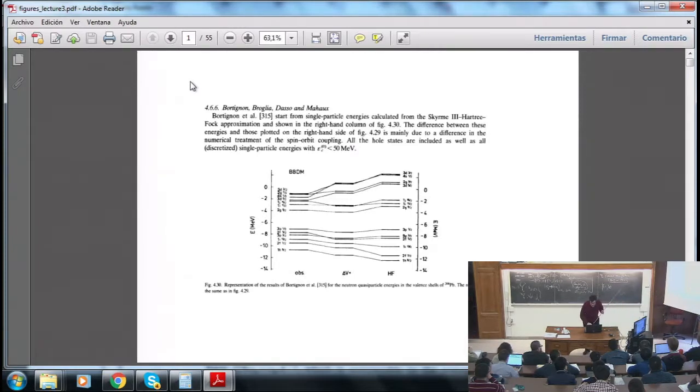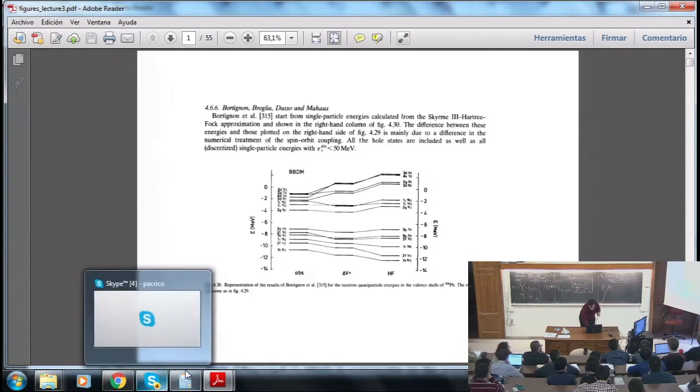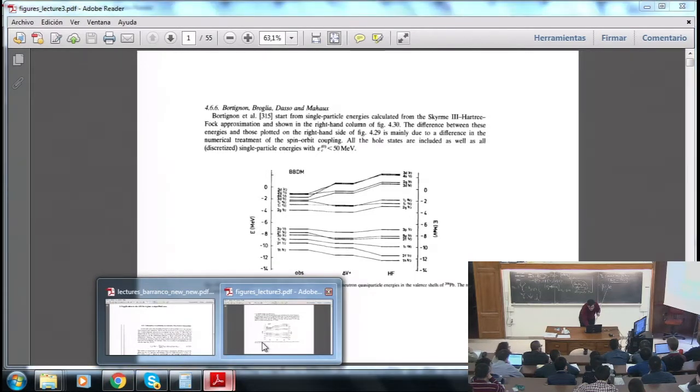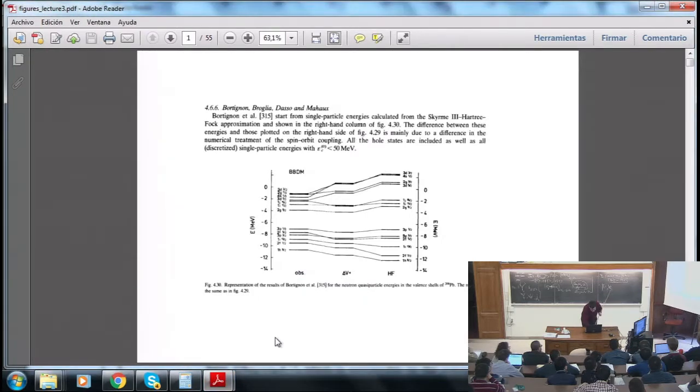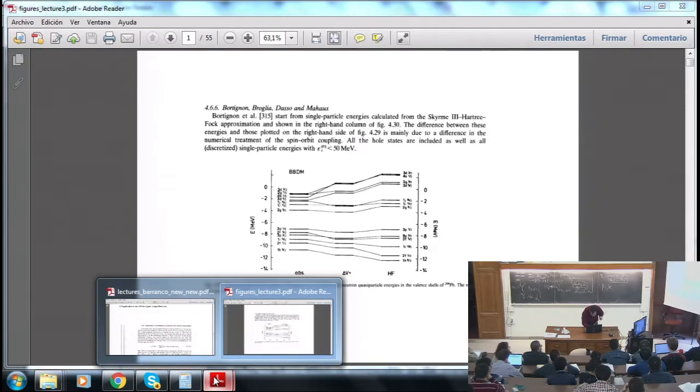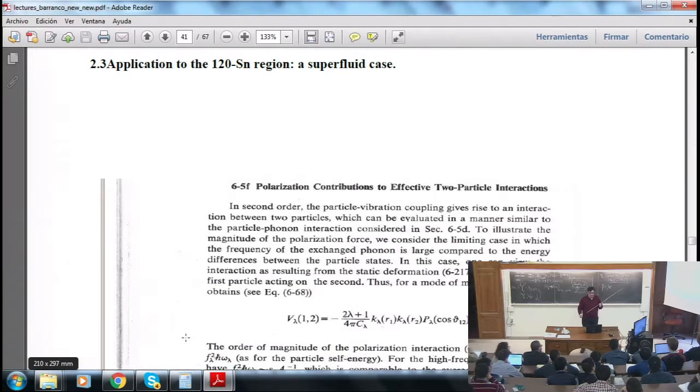Well, but today, as I told you, I would like to present more recent applications, and in particular, I will present applications concerning tin-120. Tin-120 is a so-called superfluid nucleus. It's an even nucleus, of course, but it's not a closed shell, not even a shell closed nucleus.